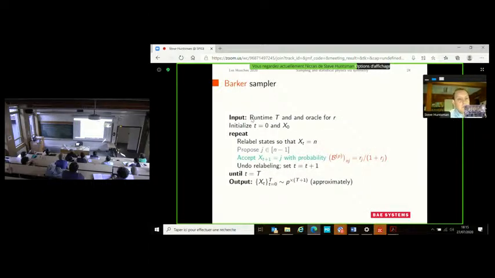So in this perspective, the Barker sampler works along the motif that we've already seen. You do some initializations, and for every step in the loop, you relabel states so that your current state is the nth one. You make a proposal for some state in everything from 1 to n minus 1, and you accept it with this probability. Then you undo the relabeling and keep going. And the Metropolis sampler is the same thing, but you change this acceptance probability.